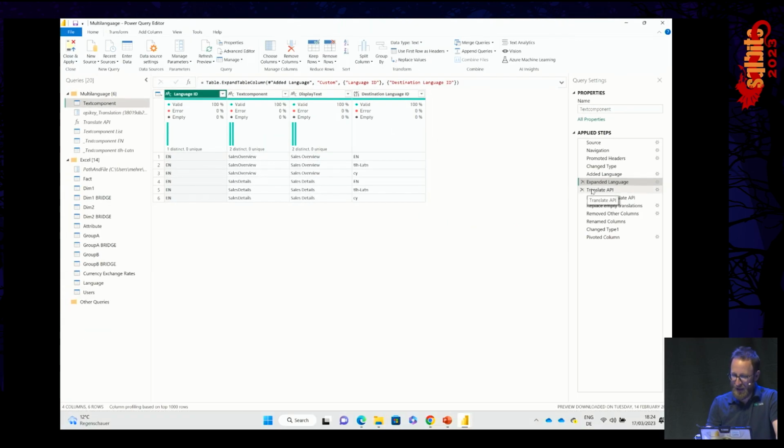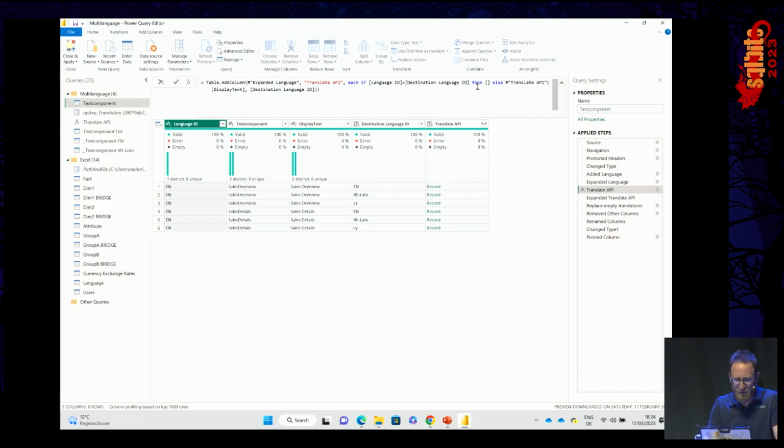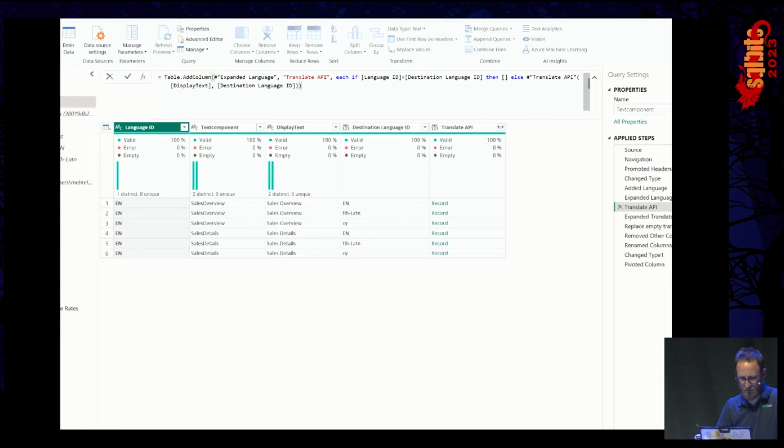In the next step, I call the translate API. The translate API, this is now cognitive services. So how do I call cognitive services? I call it in here, where is it? Let's take a look here. What I'm doing here is checking if the language ID matches. I have to make this bigger, right? Nobody can read this. Zoom in here.